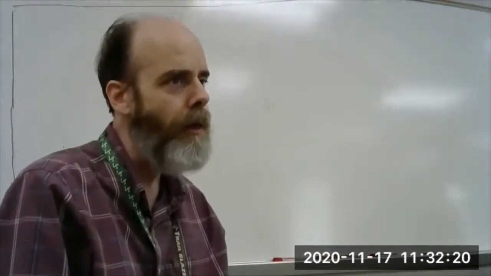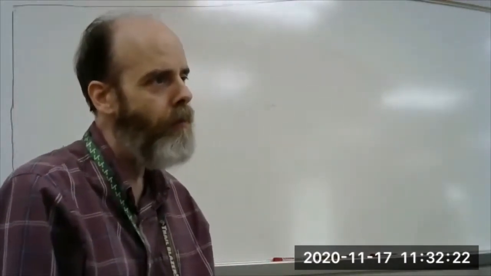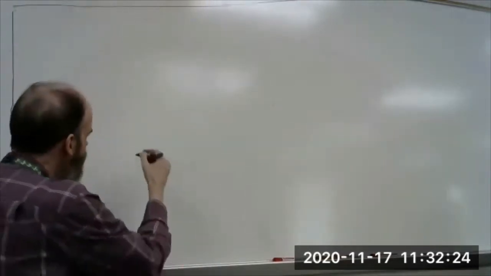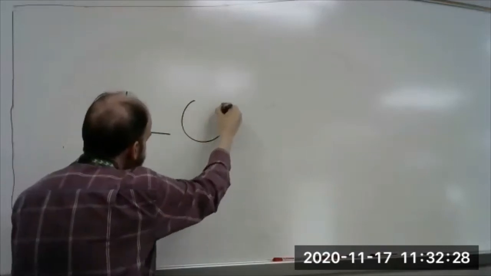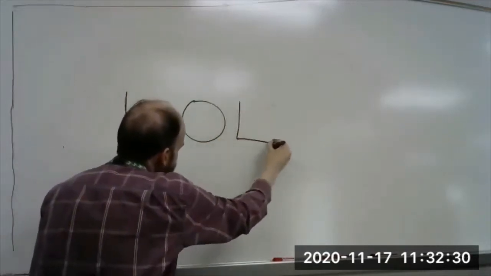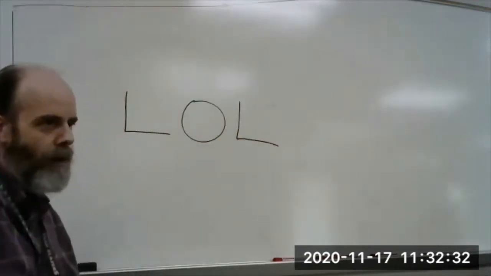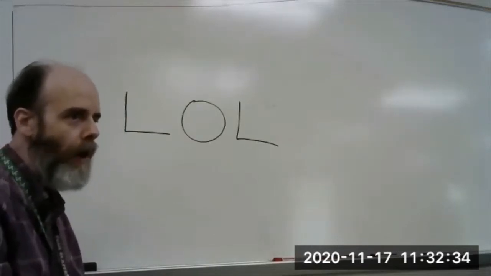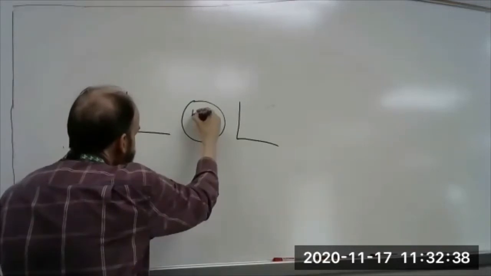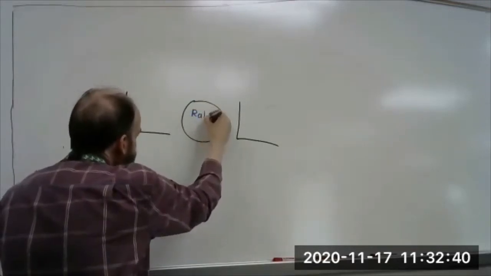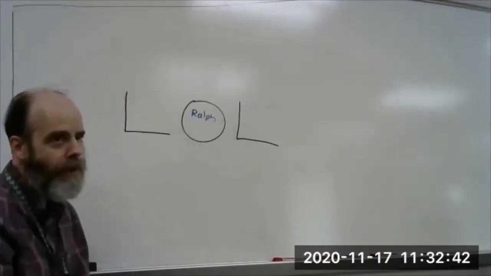We will begin this solution by drawing our LOL diagram. So our system is Ralph the Wonder Gazelle, Ralph, and the Earth.